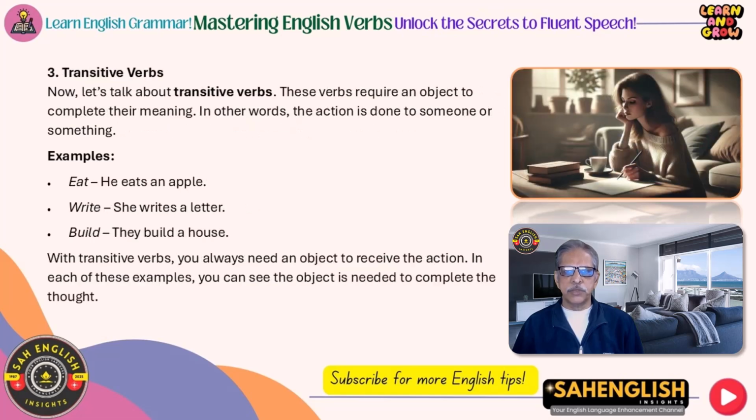3. Transitive verbs. Now let's talk about transitive verbs. These verbs require an object to complete their meaning. In other words, the action is done to someone or something. Examples: eat, he eats an apple. Write, she writes a letter. Build, they build a house. With transitive verbs, you always need an object to receive the action. In each of these examples, you can see the object is needed to complete the thought.